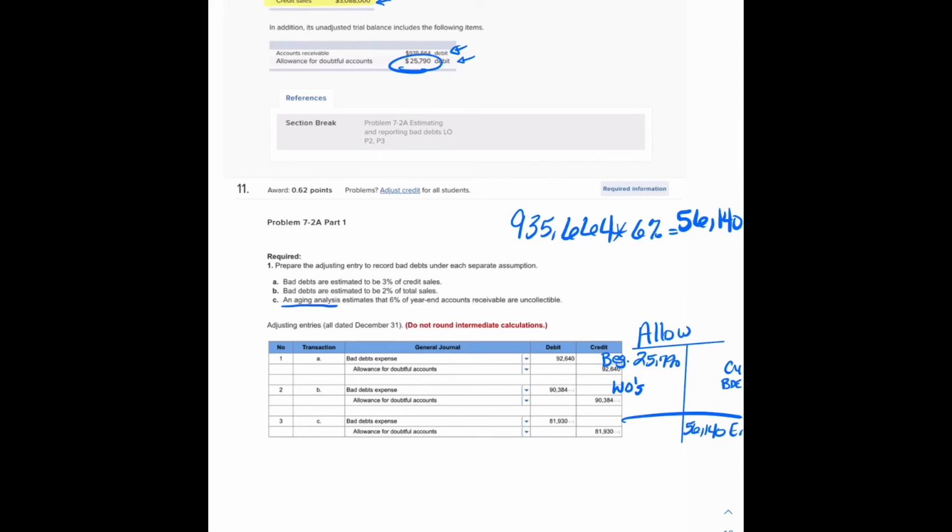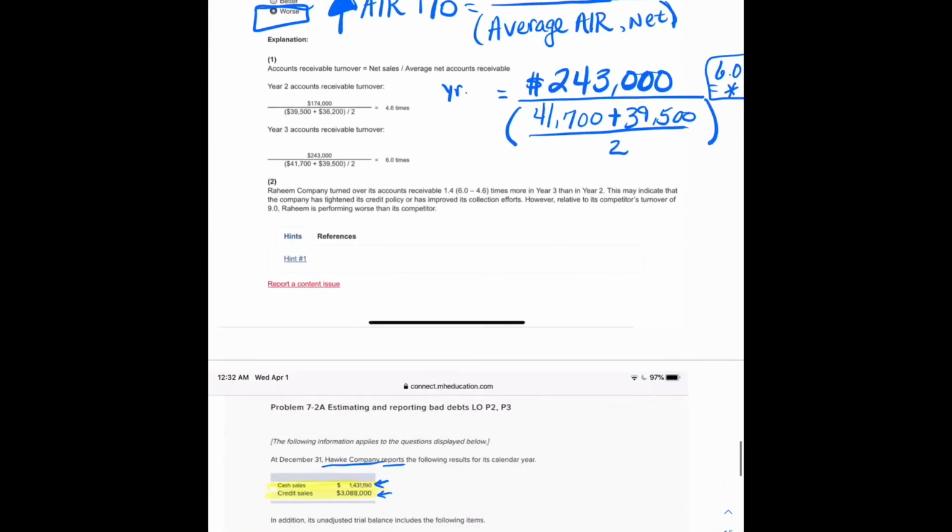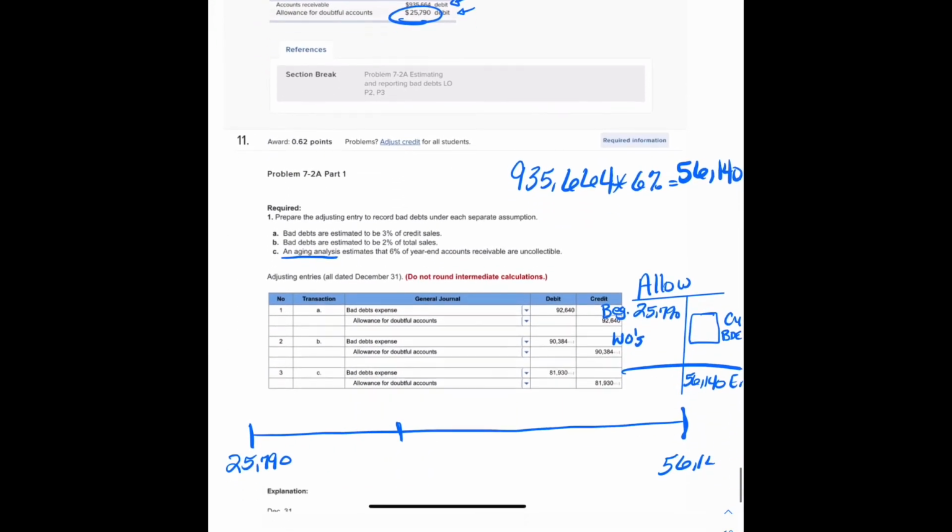So how do we get this number right here? Well, the easiest way to visualize this, I think, is with a number line. So we'll go back to this method. So we'll start with a $25,790 balance for the debit side. But by the end of this, we need a $56,140 credit balance.